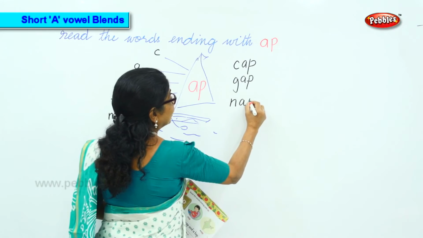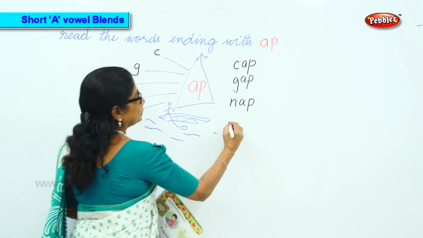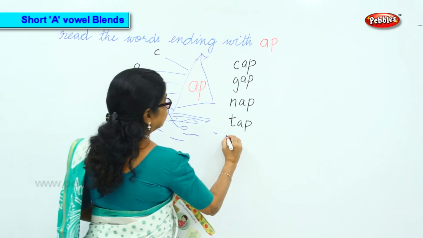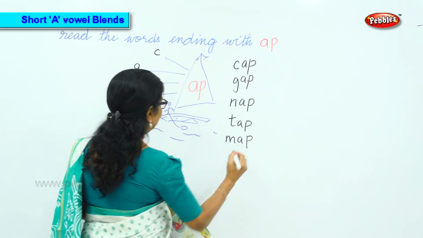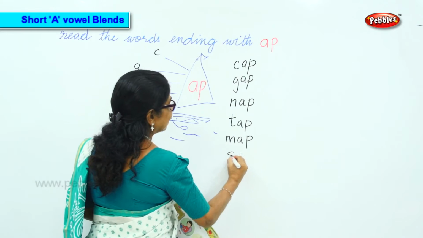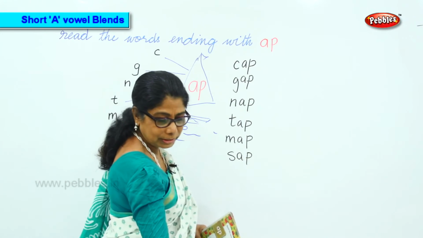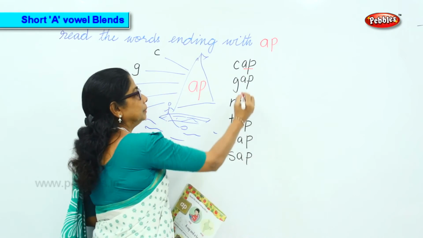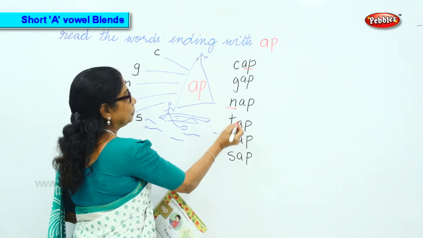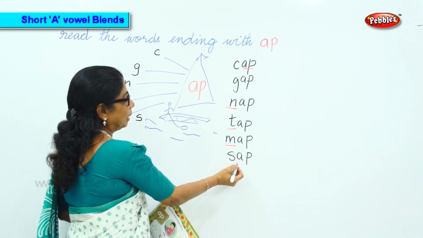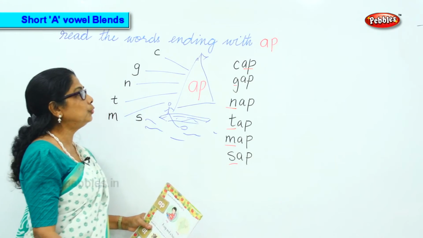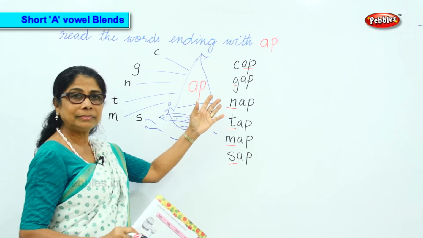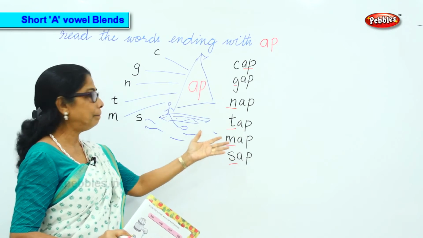Now, N, ap, nap. What is nap? A short sleep. T, ap, tap. M, ap, map. And finally, sap. Look at the words now. You have cap, gap, nap, tap, map, sap. Now let us use these words. Let's read it aloud. Cap, gap, nap, tap, map, sap.